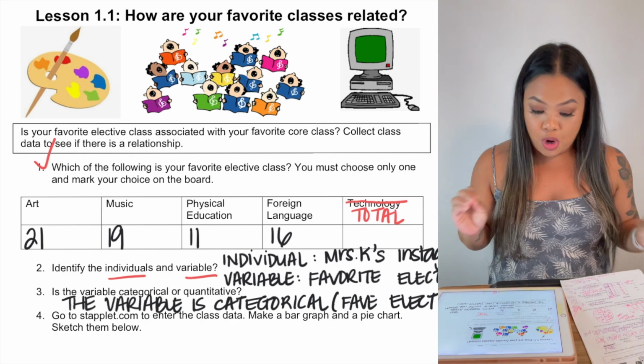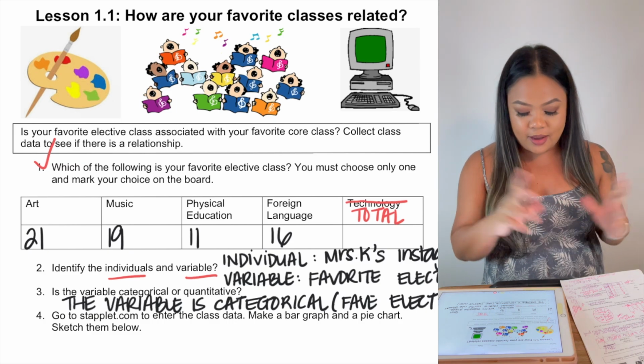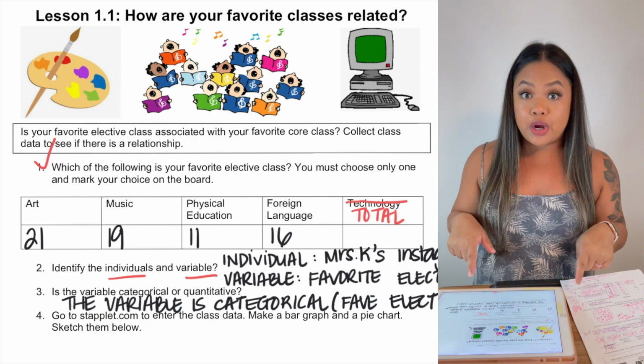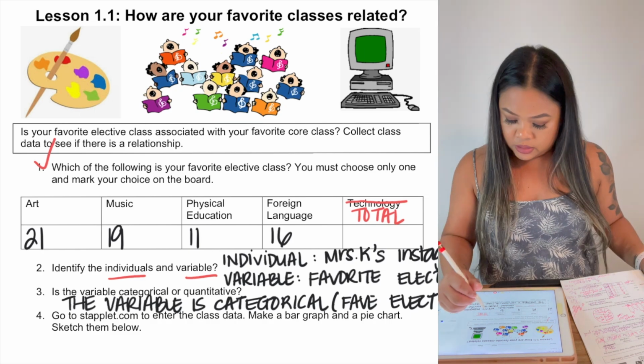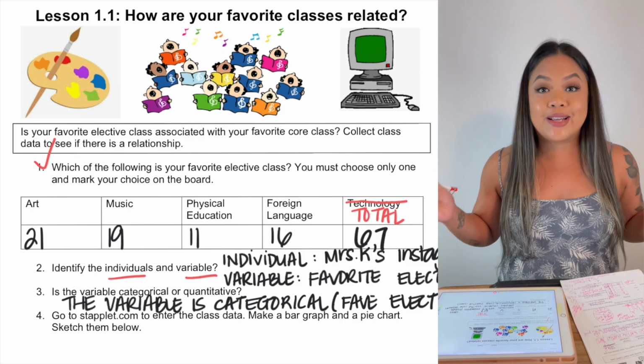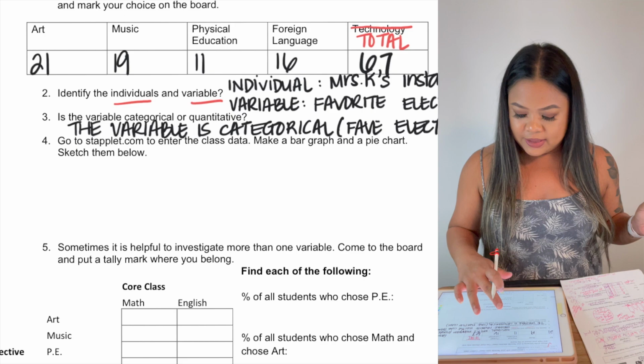All right, so I pulled up the homework, lesson 1.1, how are your favorite classes related from StatsMedic. I have what we wrote here before on my screen, and I'm missing the total somehow. So I'm just gonna go ahead and write 67 because that was our total. And I'm gonna go to number 4 because that was what was assigned.